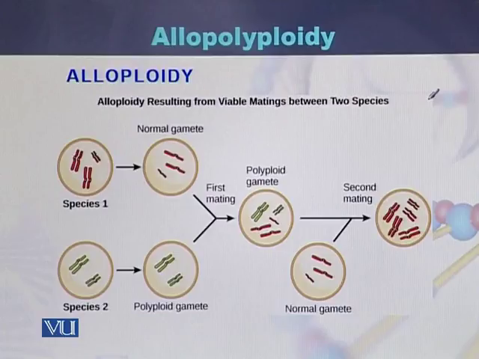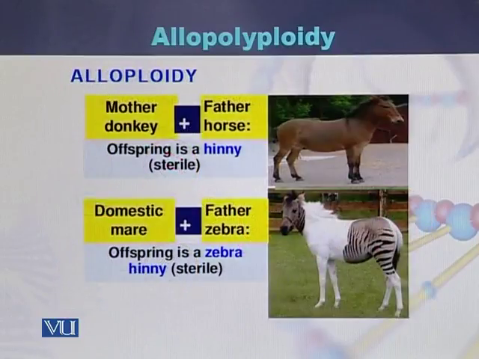In the case of allopolyploidy, this is species 1, this is species 2. As a result of the first mating between these two species, polyploid gametes are produced. Once polyploid gametes are produced, then with the help of normal gametes, allopolyploid individuals or allodiploid individuals or animals can be produced. These are the examples of allopolyploidy.